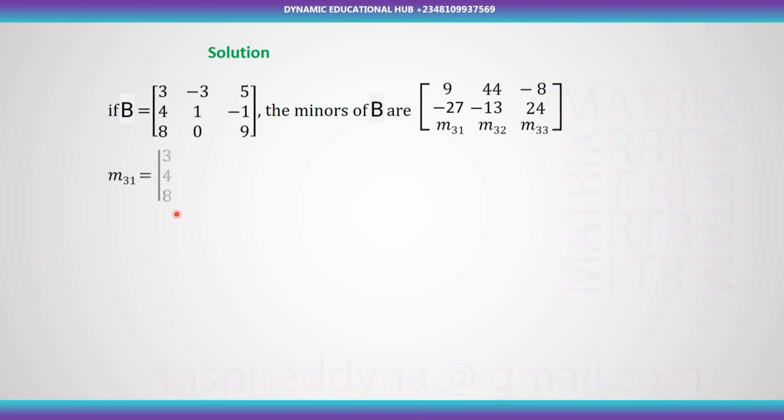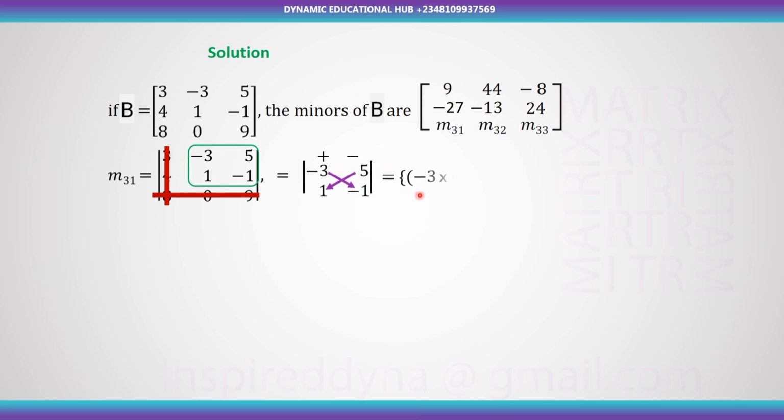Finally, let's move to the third one, minus 3, 1. You delete the third row, first column. We're left with this. Let's find the determinants. To find the determinants, you have plus, minus, multiply across the diagonal. You have plus times minus, for this one it becomes minus. Minus 3 multiplied by minus 1.